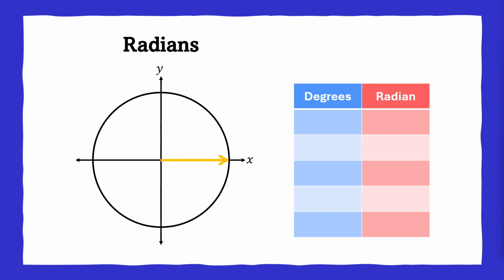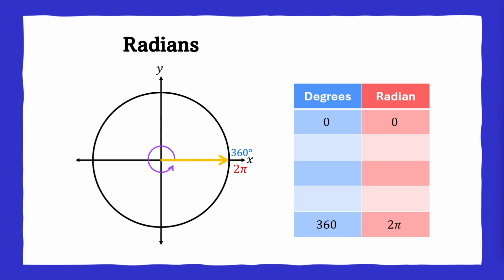Now let's think about specific angles. When the angle is 0 degrees, the radian measure is also 0. If we make a full turn, we reach 360 degrees. Earlier, we established that 360 degrees is equal to 2 pi radians.